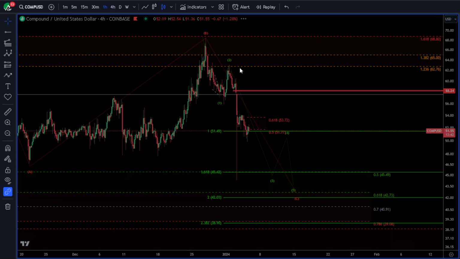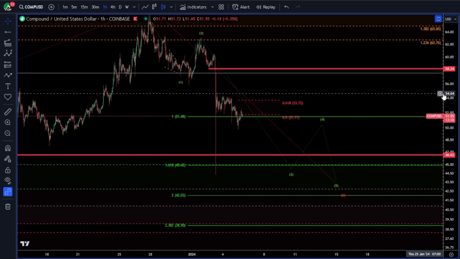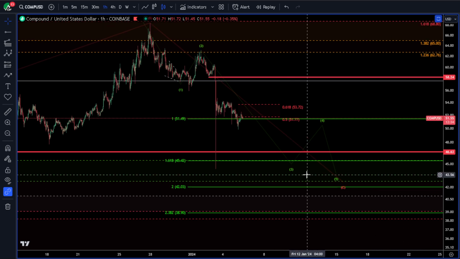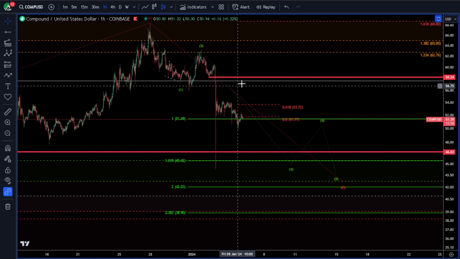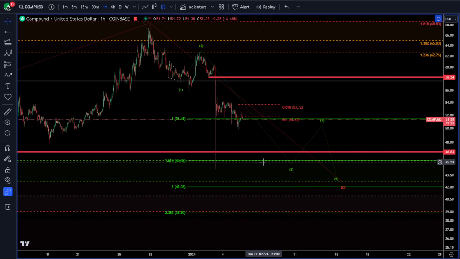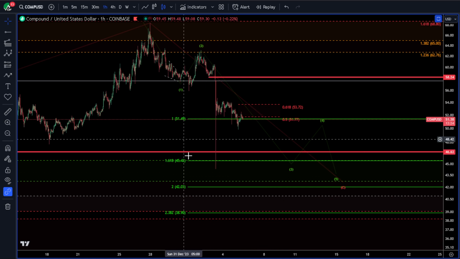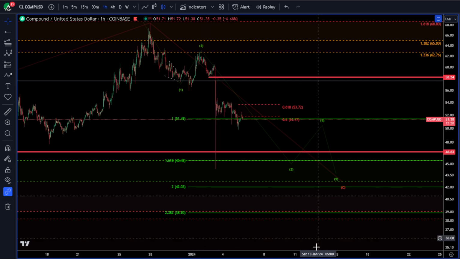Let me go down to the hourly. I also labeled out a 5-wave impulse where we'd expect that to be, and that would be 42.03 if this turns into 5 waves. And you can see we're on the 5th wave of our 3rd wave still. Now we have come through the 1.618, but that does tend to happen when you get these liquidation events.